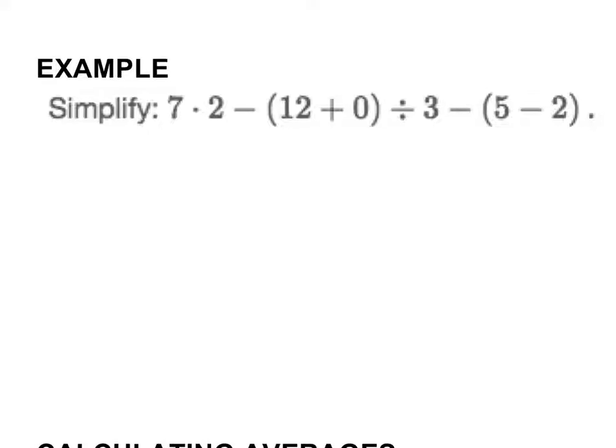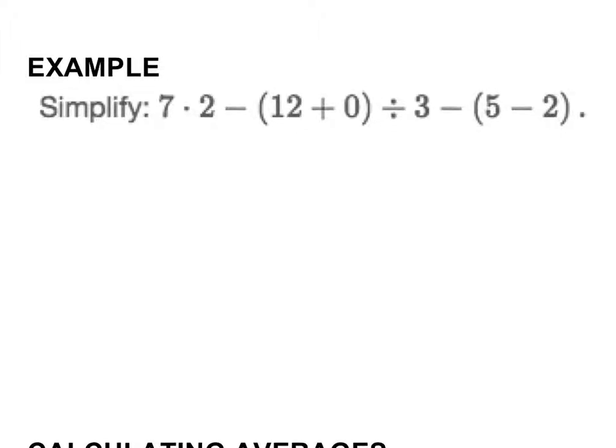Now, these do get a little bit longer and a little bit more complex, so we've got to make sure we're keeping track of everything. So on this one, I've got 7 times 2 minus the quantity 12 plus 0 divided by 3, and then minus the quantity 5 minus 2. So, using our order of operations, let's do what's inside the parentheses first. Let's do 12 plus 0 and 5 minus 2.